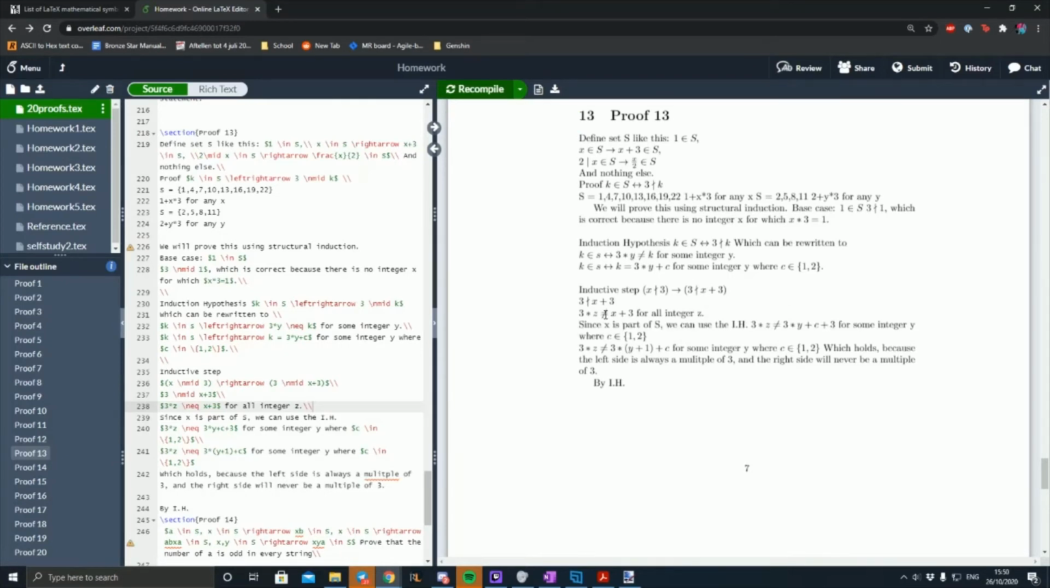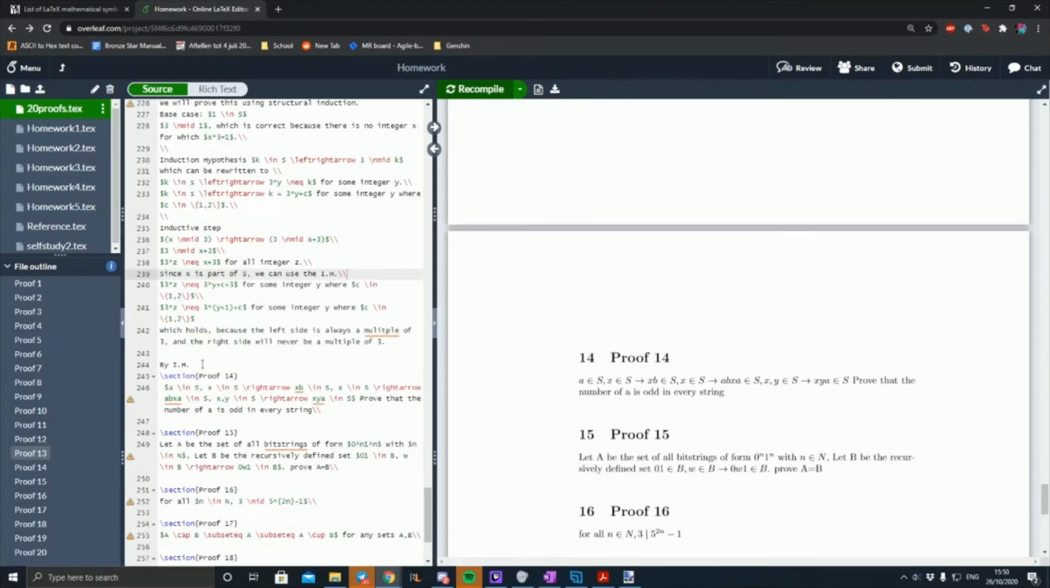With proper enters. 3 times z is not x plus 3 for integer z. Since x is part of S, we can use the induction hypothesis. I need to put an enter here. 3 times z is not equal to 3 times y plus c plus 3 for some integer y where c is 1 or 2. And then we can say 3 times z is not equal to 3 times y plus 1 for some integer y, because the left side is always a multiple of 3 and the right side would never be a multiple of 3.